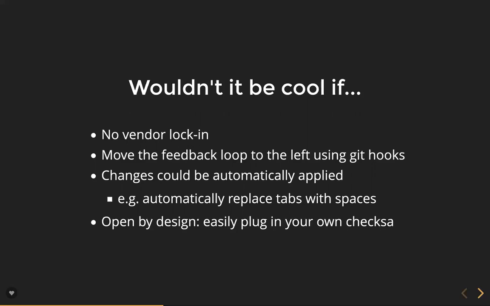What if we had a tool that could move the feedback loop even further to the left? So before you even push your code to version control, we want to do our linting, possibly using a Git hook. What if we had a tool that could automatically apply changes, which I just talked about on the last slide, and was open by design? So it's really easy for you to add new hooks or new checks that didn't exist yet. You weren't stuck with what the tool gave you when you downloaded it on day one.